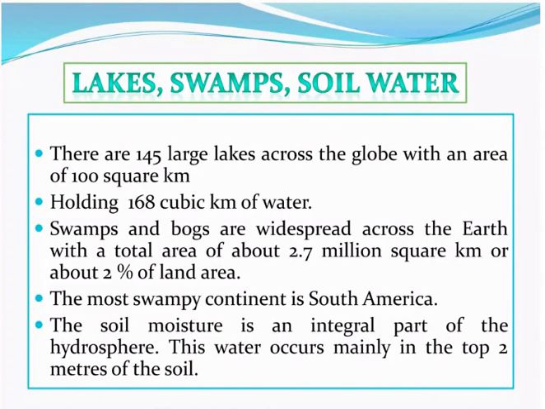So lakes, swamps, soil water. There are 145 large lakes across the globe with an area of 100 square kilometers, holding 168 cubic kilometers of water. Swamps and bogs are widespread across the earth with a total area of about 2.7 million square kilometers on about 2% of the land area. The most swampy continent is South America. The soil moisture is an integral part of the hydrosphere, and this water occurs mainly in the top 2 meters of the soil.